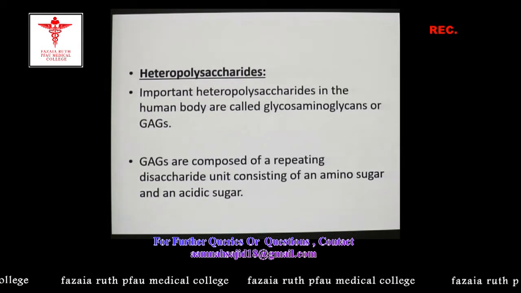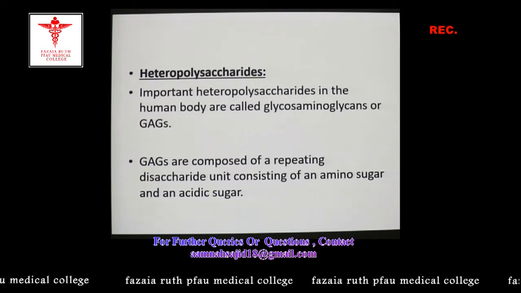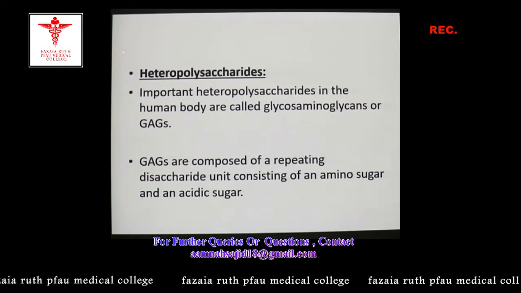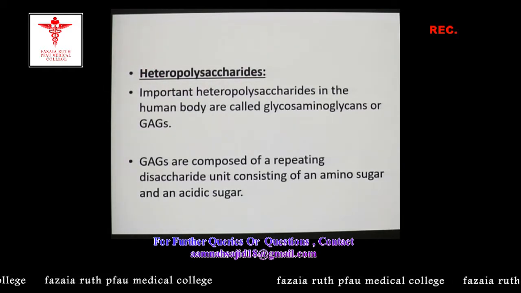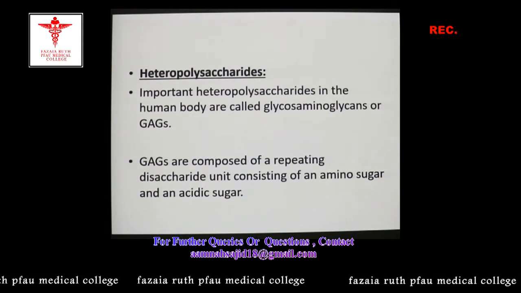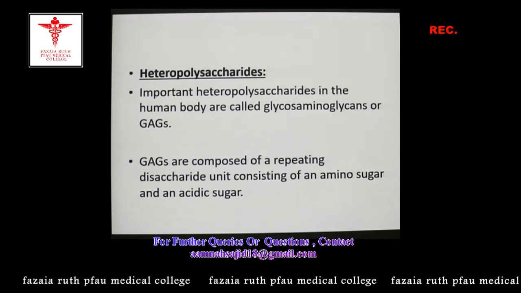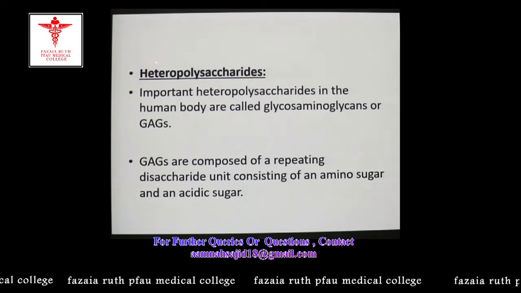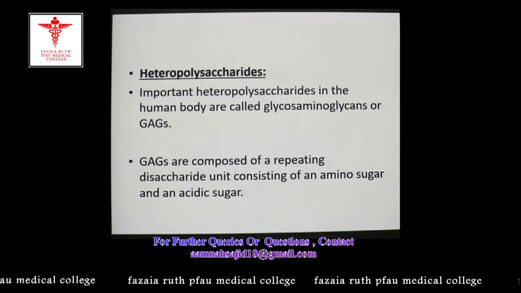Now we move on to heteropolysaccharides. Now, what is the difference between homopolysaccharides and heteropolysaccharides? Homopolysaccharides are composed of same type of monomers, whereas in heteropolysaccharides, the constituent subunits are different. They are not the same. For example, starch. In starch, we can only find glucose molecules. In glycogen, we only find glucose monomers. In cellulose, we only find glucose monomers. But in case of heteropolysaccharides, different types of constituent subunits are present.